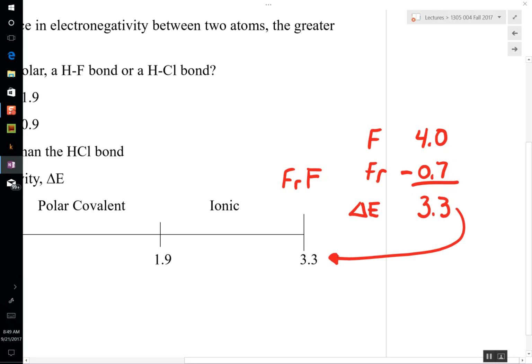Since I have taken the element that has the lowest electronegativity and I'm comparing it with the element that has the highest, that's the biggest difference you can get in electronegativities. This is the most ionic compound. Francium fluoride is about as ionic as you can get. It's the most ionic compound.